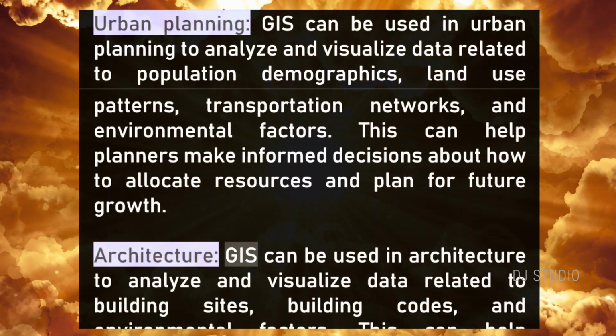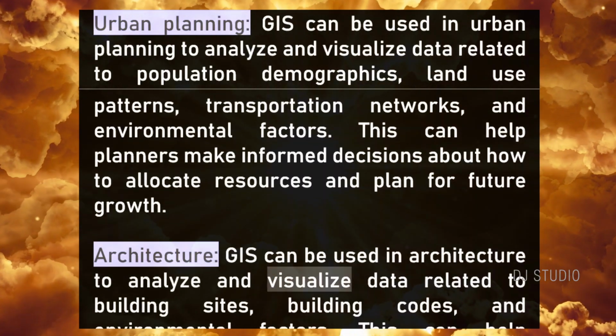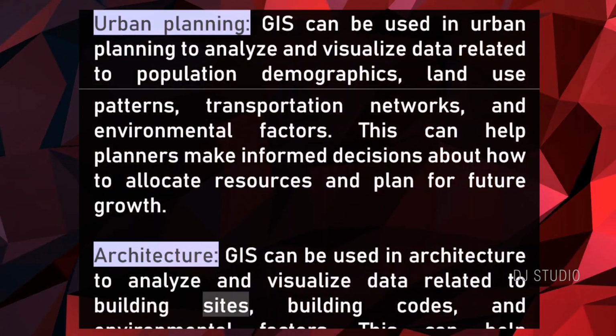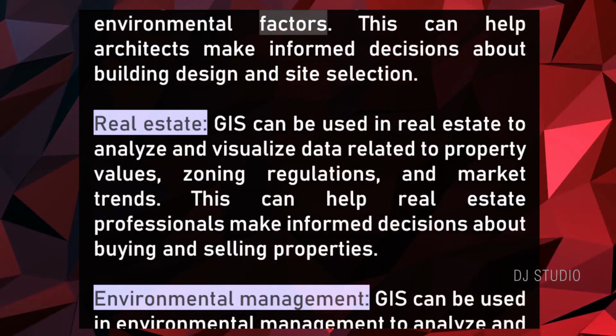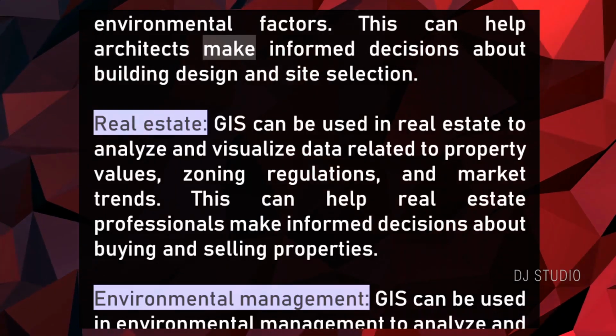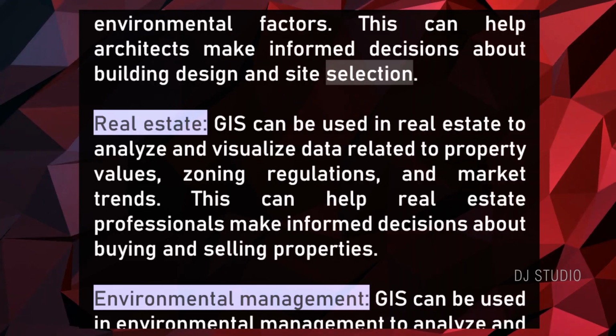Architecture. GIS can be used in architecture to analyze and visualize data related to building sites, building codes, and environmental factors. This can help architects make informed decisions about building design and site selection.